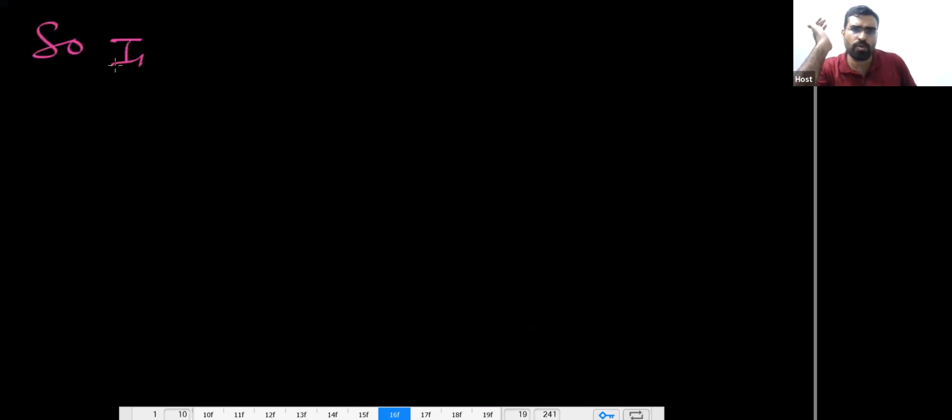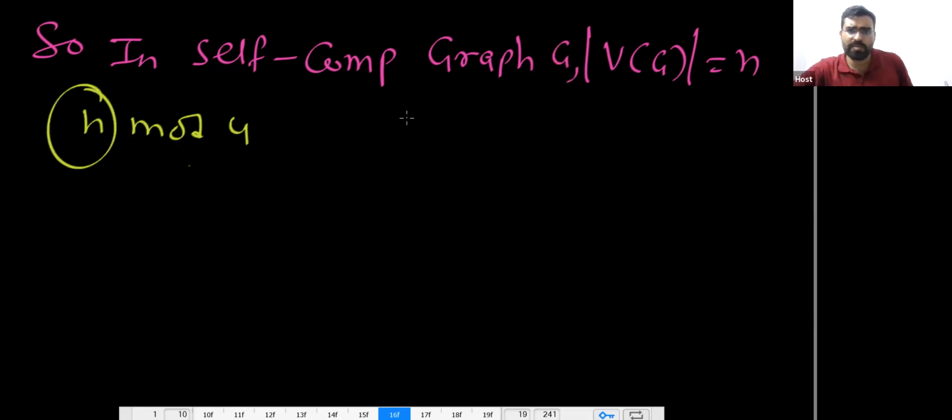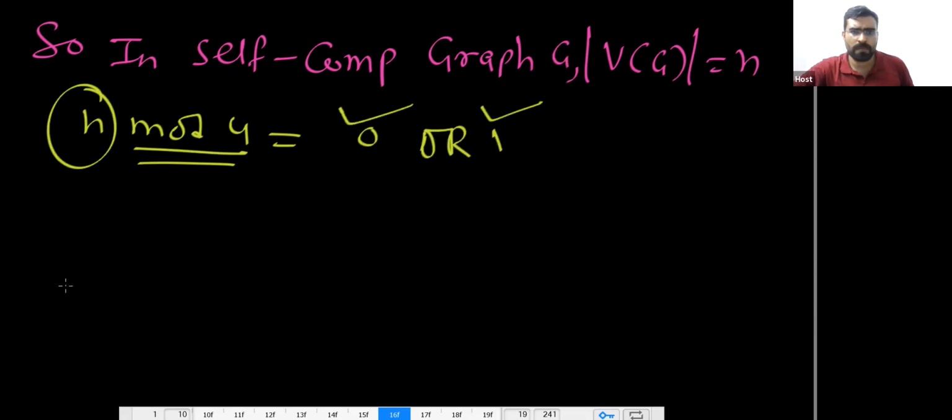So in a self complementary graph, this is what we can say. In a self complementary graph G, if your number of vertices is n, then either this should be 0 or this should be 1. When you divide the number of vertices by 4, then either the remainder should be 1 or the remainder should be 0.